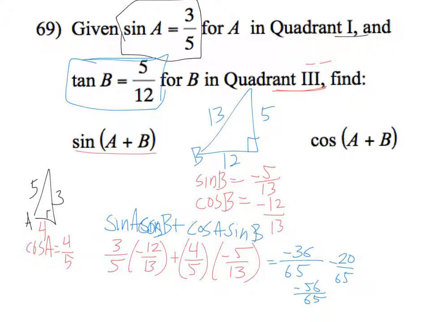I could do the same thing for cosine of A plus B using the other formula. The hard part here is getting those triangles. And again, we need those because we know we need sine A, cosine B, cosine A, and sine B. So we had to use these two to figure out triangles first.